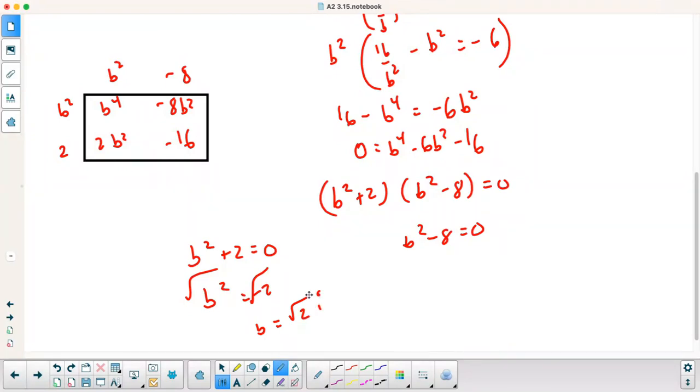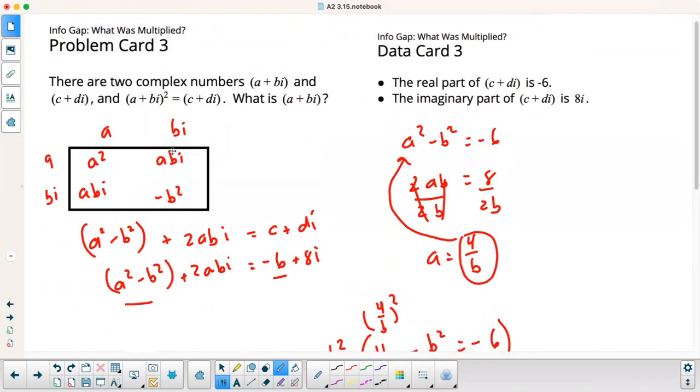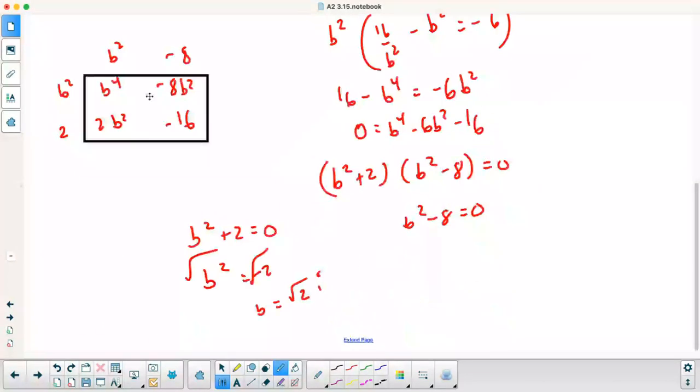radical 2i. But remember, b is a real part. If you go back up here, b isn't a real number, it's a coefficient in front of i. So this one we would throw out, and it would be plus and minus radical 2, but we're going to throw those out. So this is going to be our only answer here.